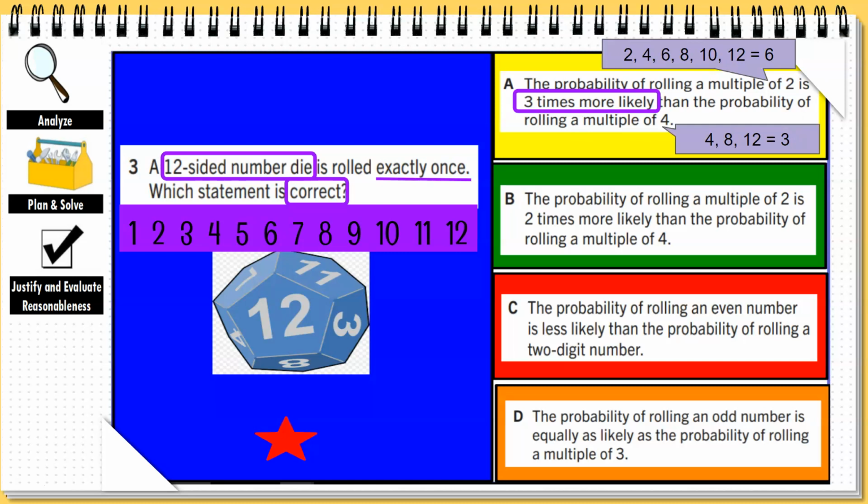There are 3 multiples of 4. Now that I have made my thinking visual, I can easily go back and see, is this a true statement or not? So it's saying rolling a multiple of 2, there are 6 of those, is 3 times more likely than rolling a multiple of 4. There are 3 of those. Well, it's not 3 times more likely because 3 times 3 is 9. So this is actually an incorrect statement. But it is wrong because it's not 3 times more likely, it's only 2.